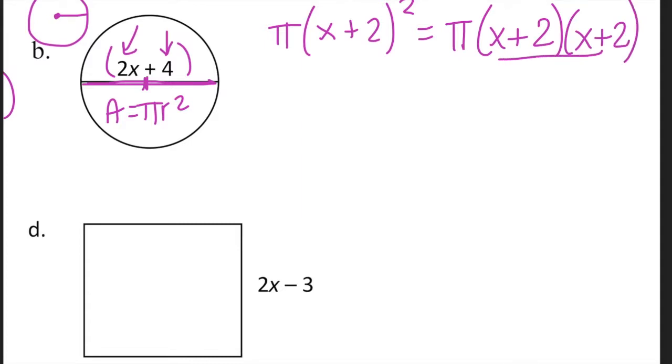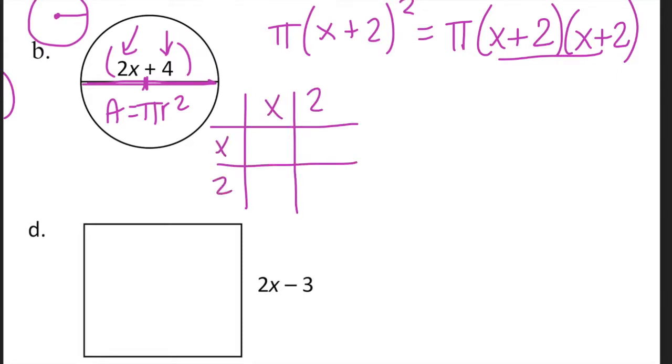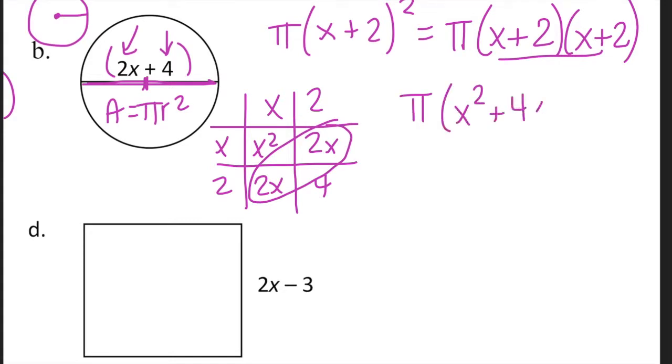And then if you're going to do this, you're going to have to do the box. X plus 2, x plus 2, x squared, 2x, 2x, 4. This is the part right here that was missing if you just say it's x squared plus 4. You're missing the middle term. You're missing the b term.